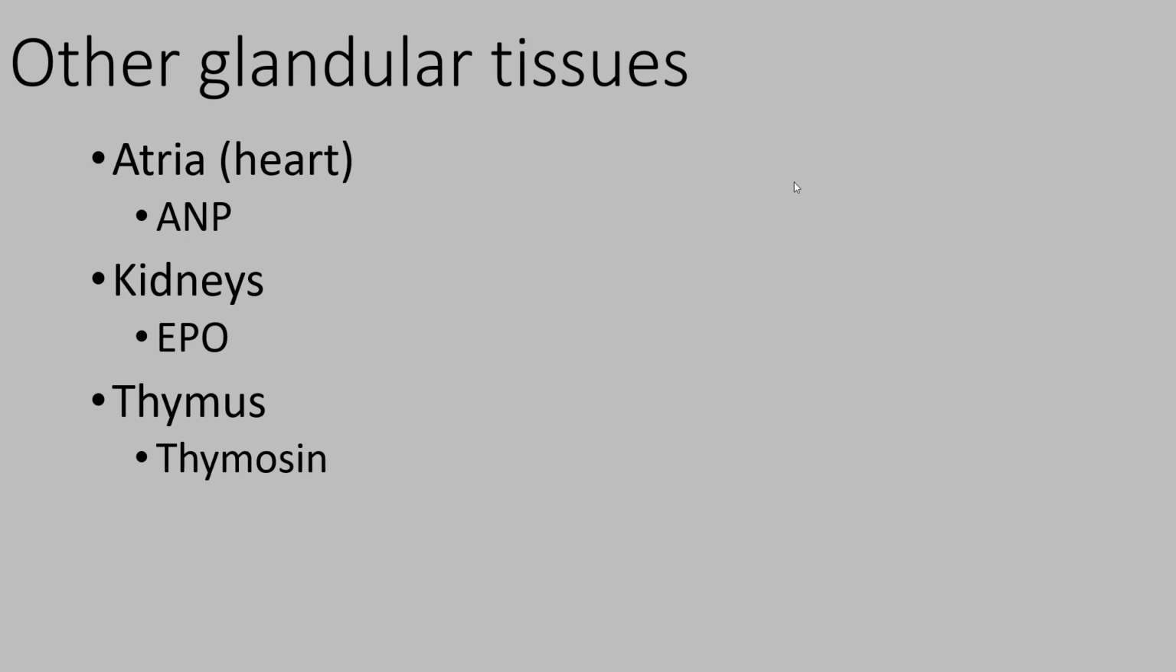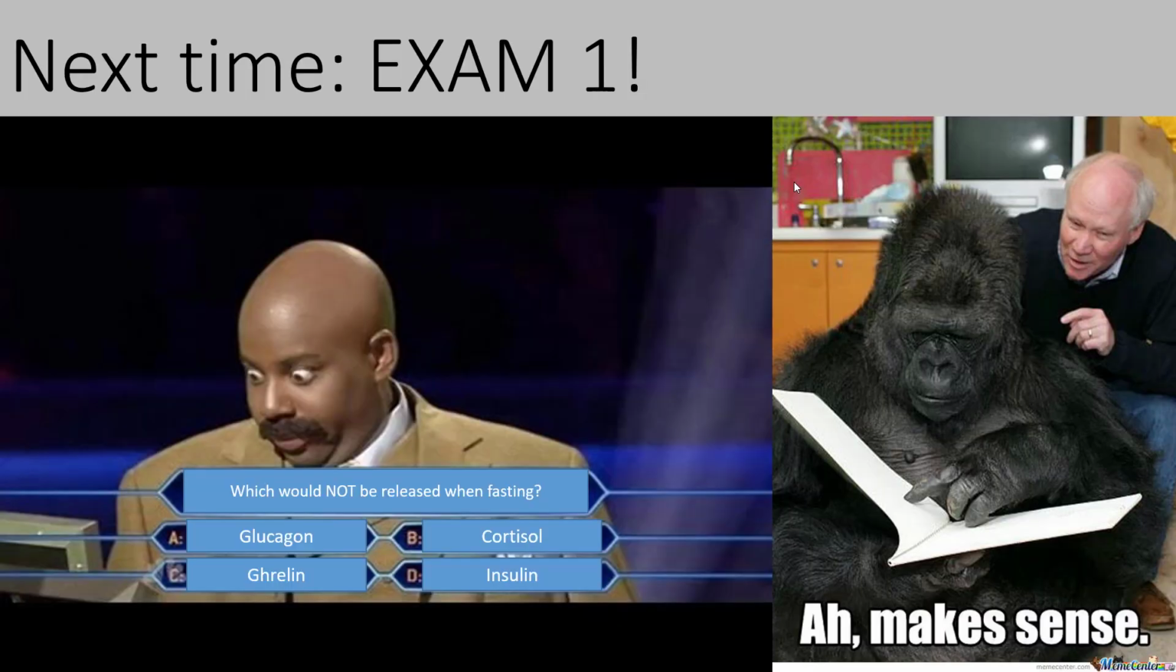So, like I said, that really is just a small portion of all of the hormone producing tissues in your body aside from the endocrine system. Those are just the ones that we want to talk about and make sure that you understand. That brings us to the end of the endocrine system. That brings us to the end of Unit 1, Block 1.